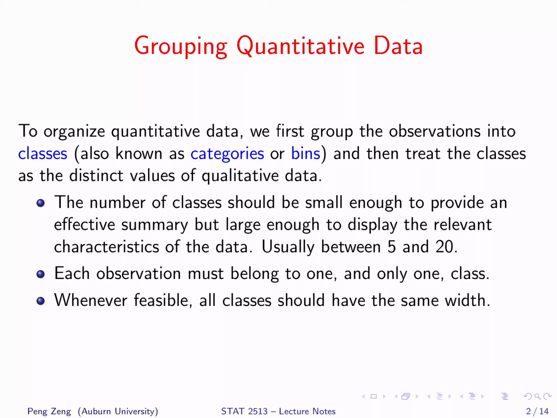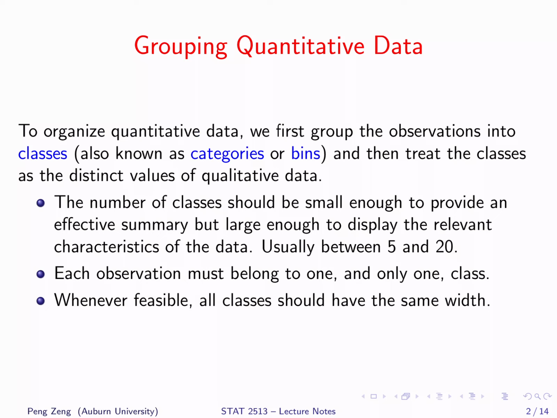When grouping observations into classes, we need to make sure that the number of classes is not too small or not too large. If the number of classes is too small, we may miss some important features of the data. If the number of classes is too large, there may be too much information to be presented efficiently. Usually, the number of classes is selected somewhere between 5 and 20.